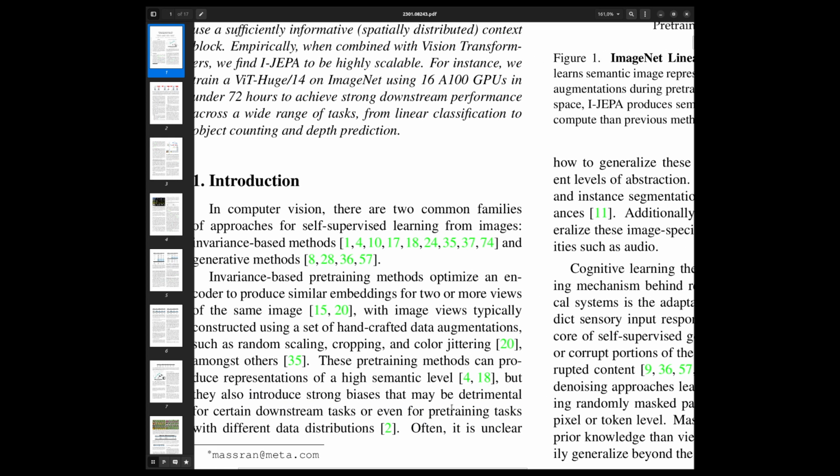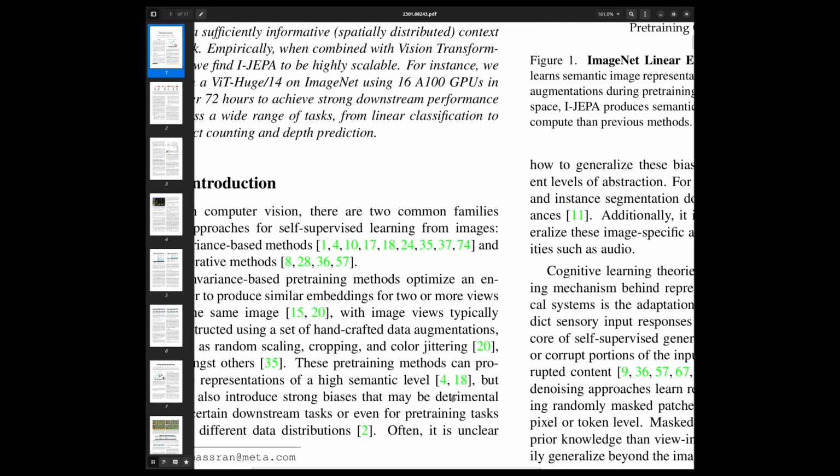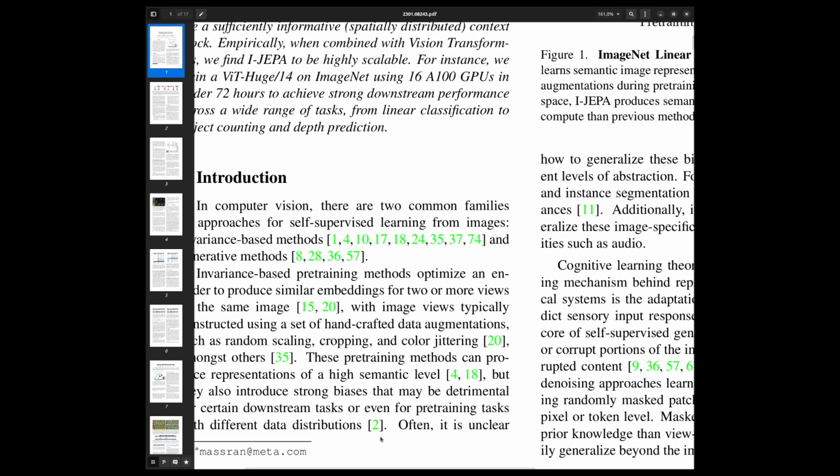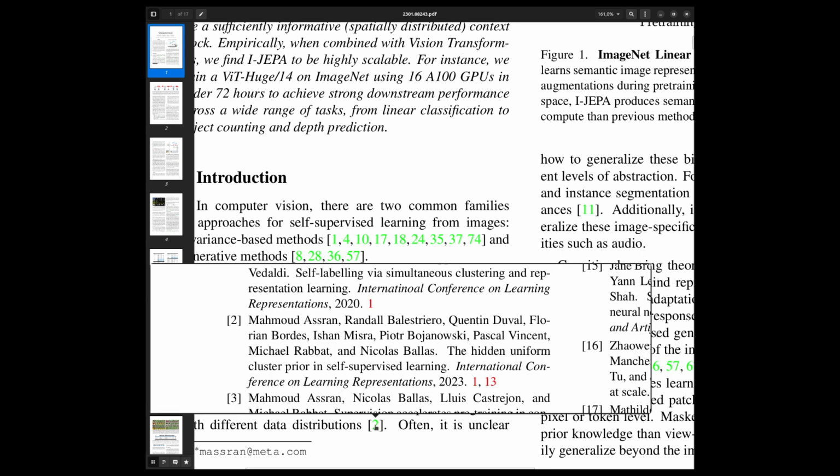Okay, interesting. I would like to know which strong biases, because I'm curious. There is the reference, number two. I guess it refers to the paper. Oh yeah, maybe I read something. Let me see. This is pretty new as well.